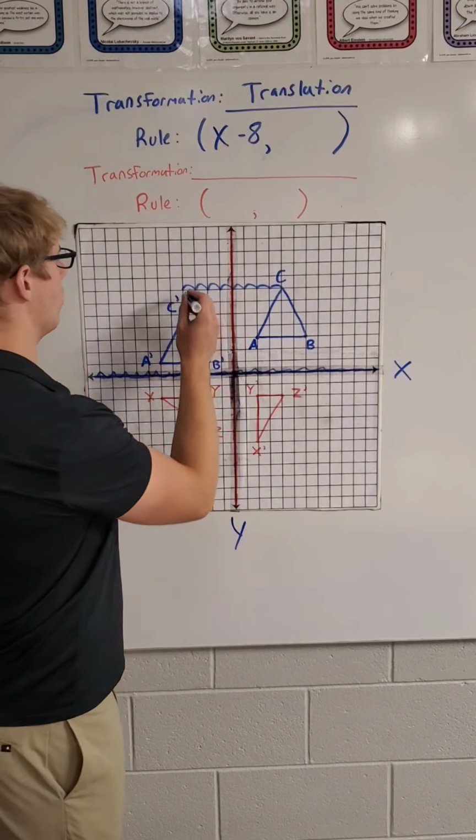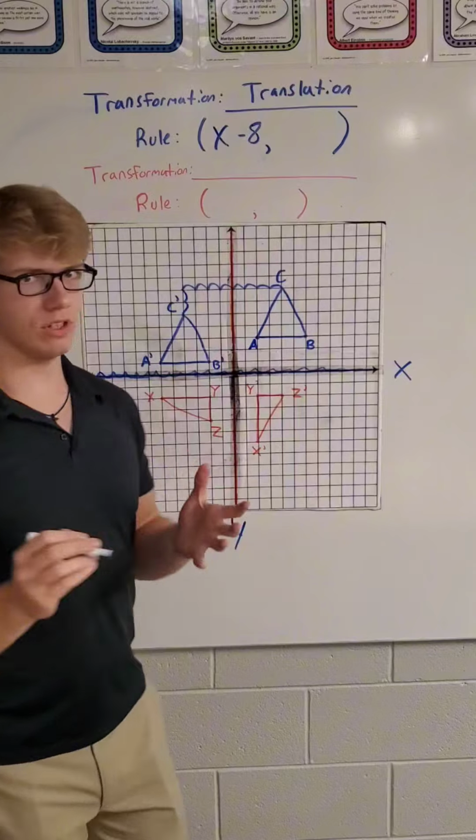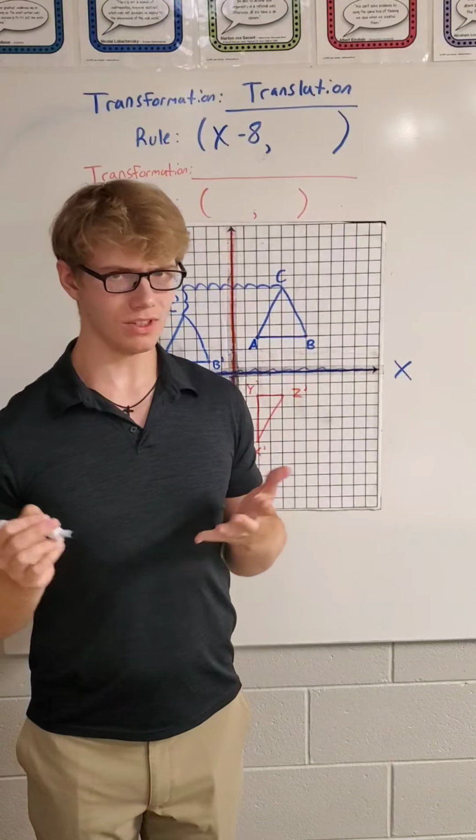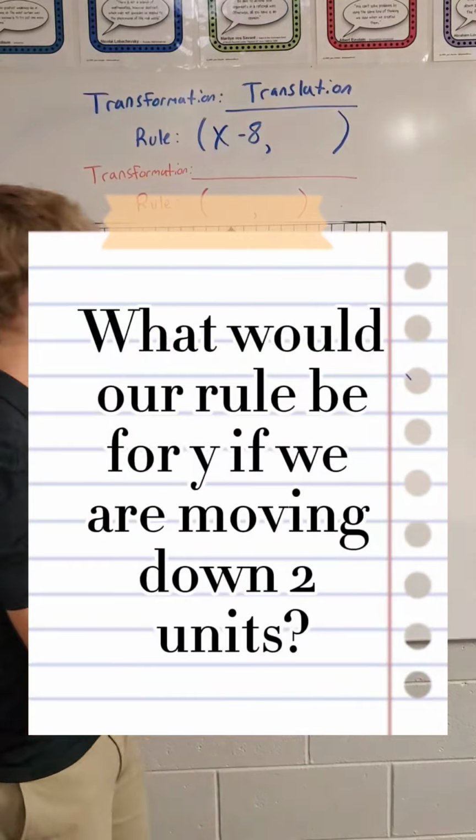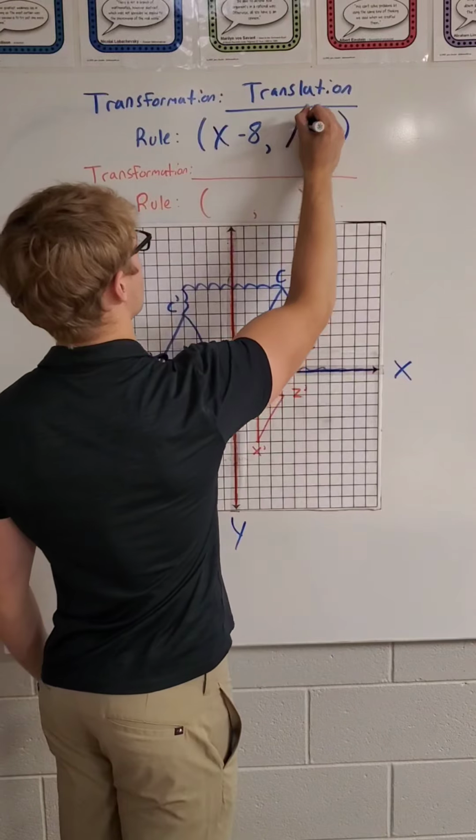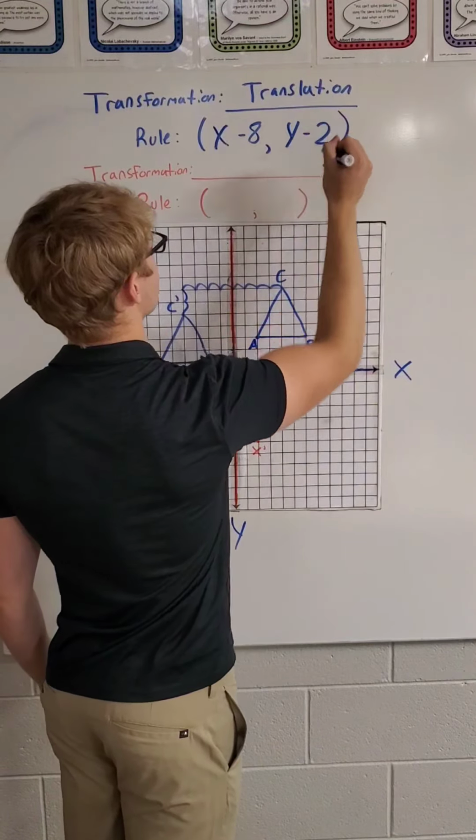Now, we went down 1, 2. Now think for a second, what are we doing with our y? What's gonna happen? We're going to have y minus 2.